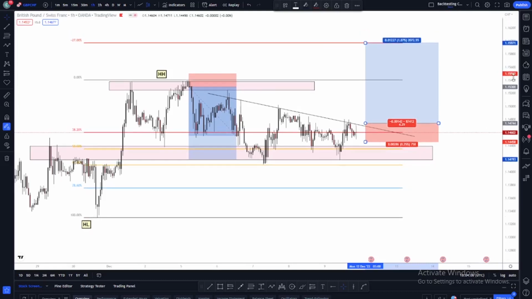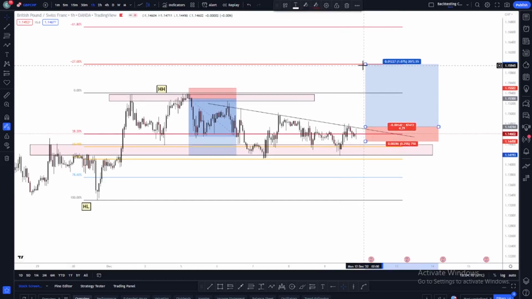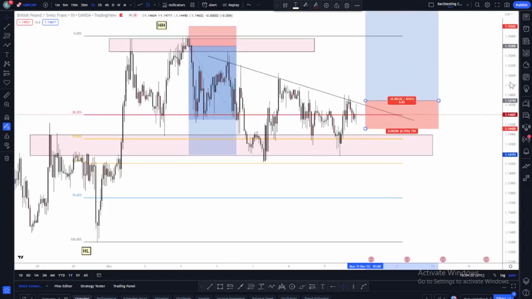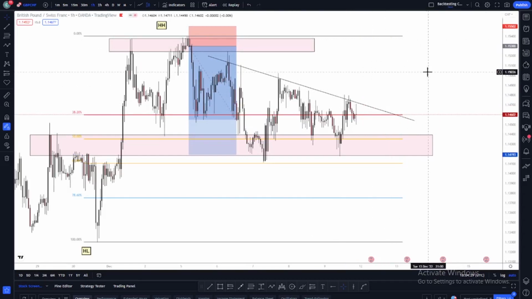And if price has a strong momentum, our second take profit will be the negative 61.8% extension Fibonacci level. Alright, so you all take note for next week. Take note of this setup for next week, okay? So with that being said, I would like to end this video right here.